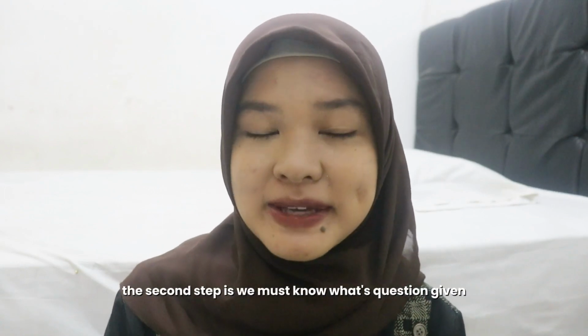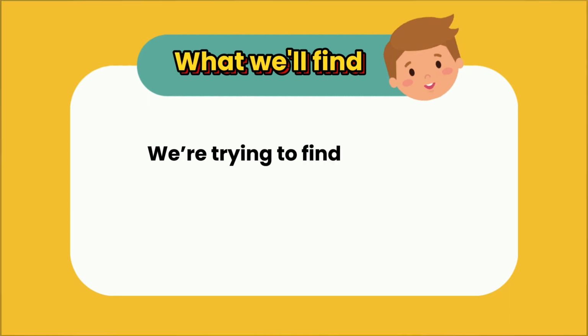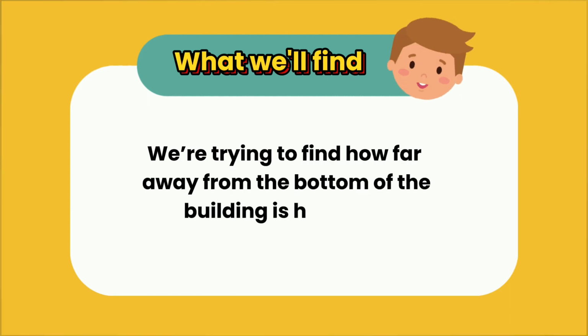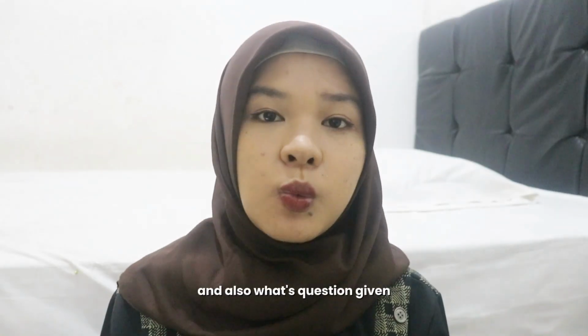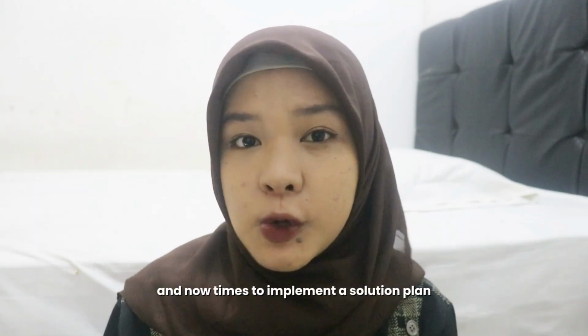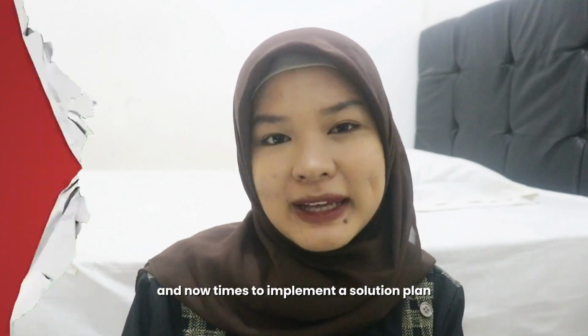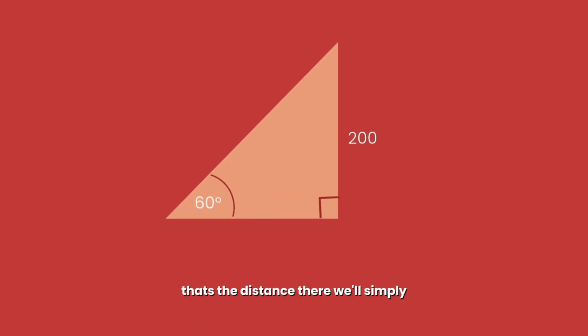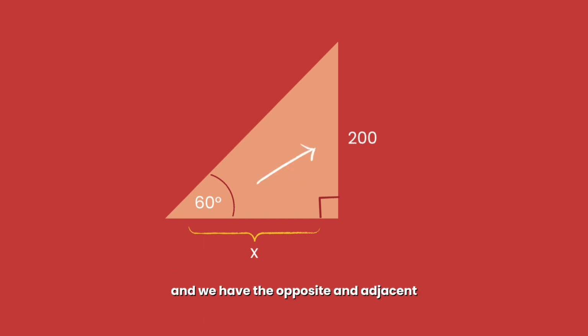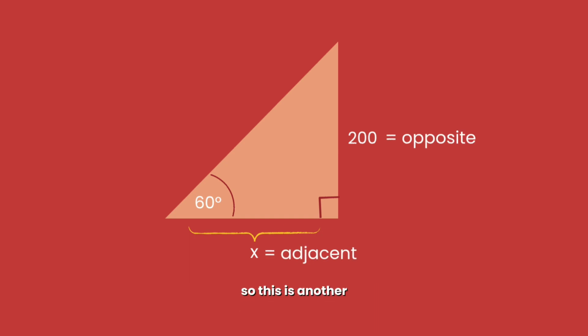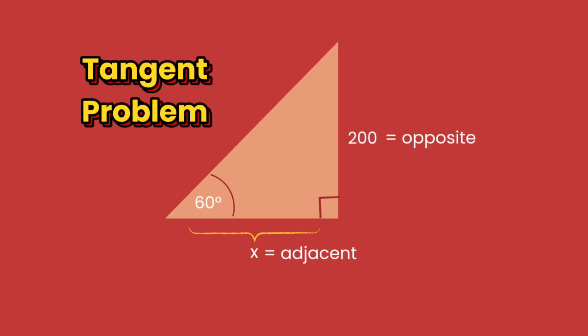The second step is we must know what question is given. We're trying to find how far away from the bottom of the building his friend is. After we know all the information and also what question is given, now it's time to implement a solution plan. We will start off by finding the angle in the triangle across from the right angle, which would be the hypotenuse, and we have the opposite and adjacent. So this is another tangent problem.